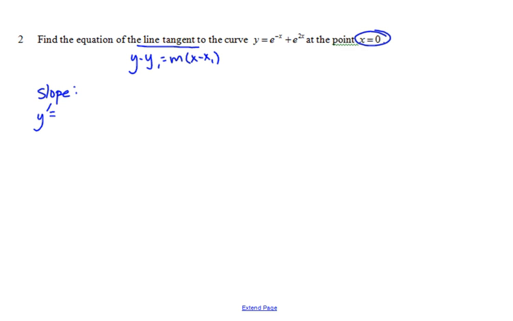Okay, so when we plug in x equals 0 to get the point, but we're getting slope first, so we'll get to the point. So worrying about slope, deriving e to the power of negative x is equal to what? It's e to the power of negative x times the derivative of the exponent, which is the negative 1, which I put in front. Right? Derivative of e to the u is equal to e to the u times du dx, or u prime.